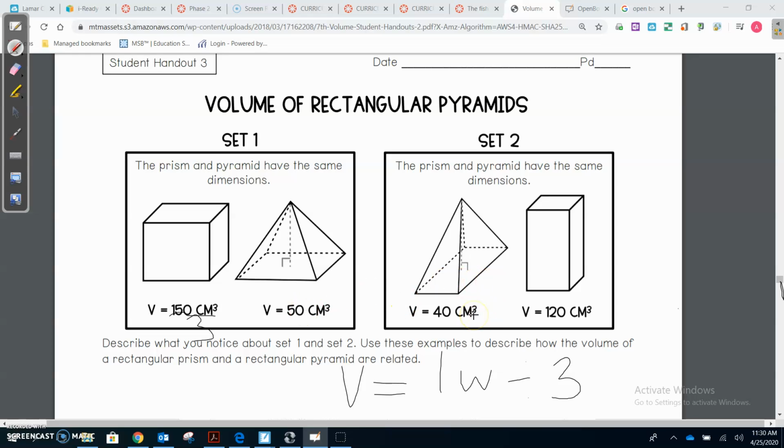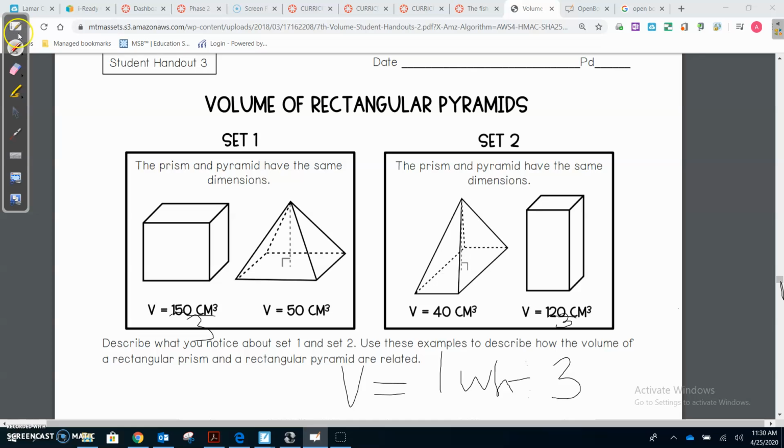Let's look at set 2. The same thing here. So this rectangular prism has a volume of 120. You're taking that volume and you're dividing it by 3. Length times width times height divided by 3. When you divide that by 3, you are getting 40 for this one.